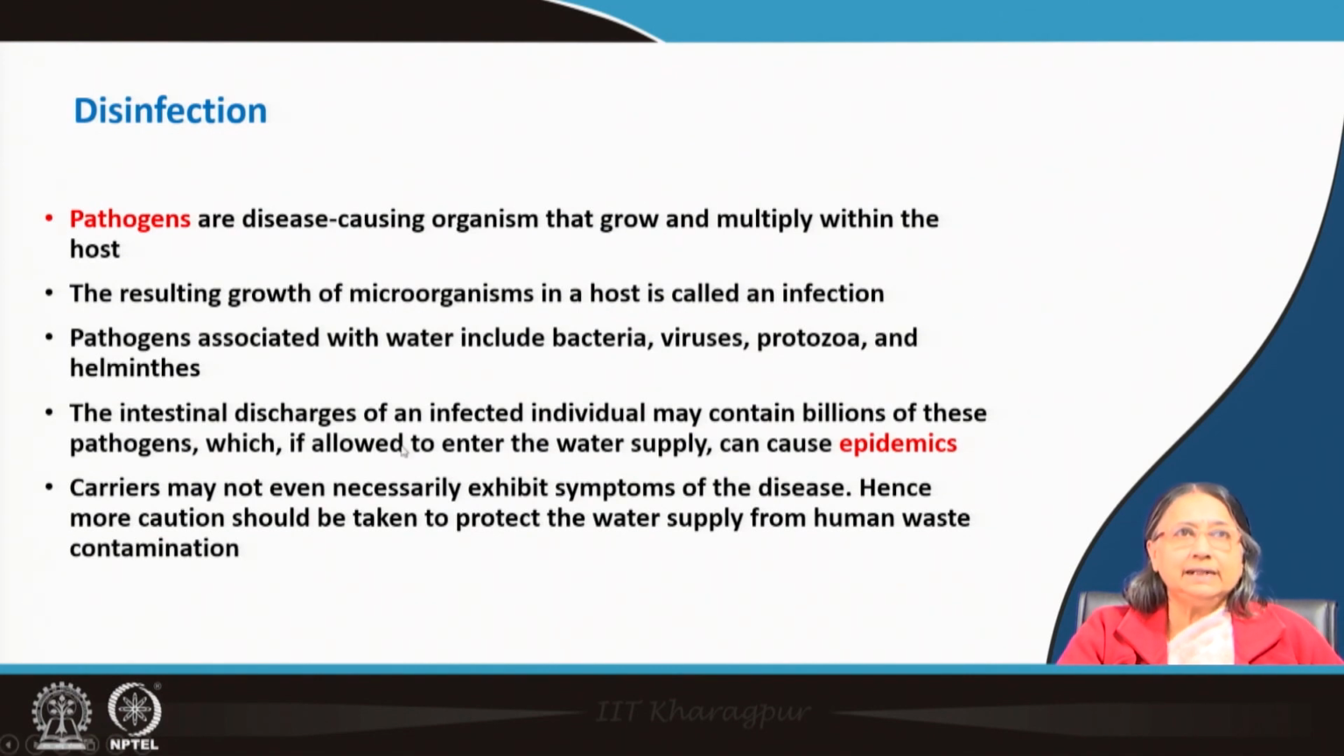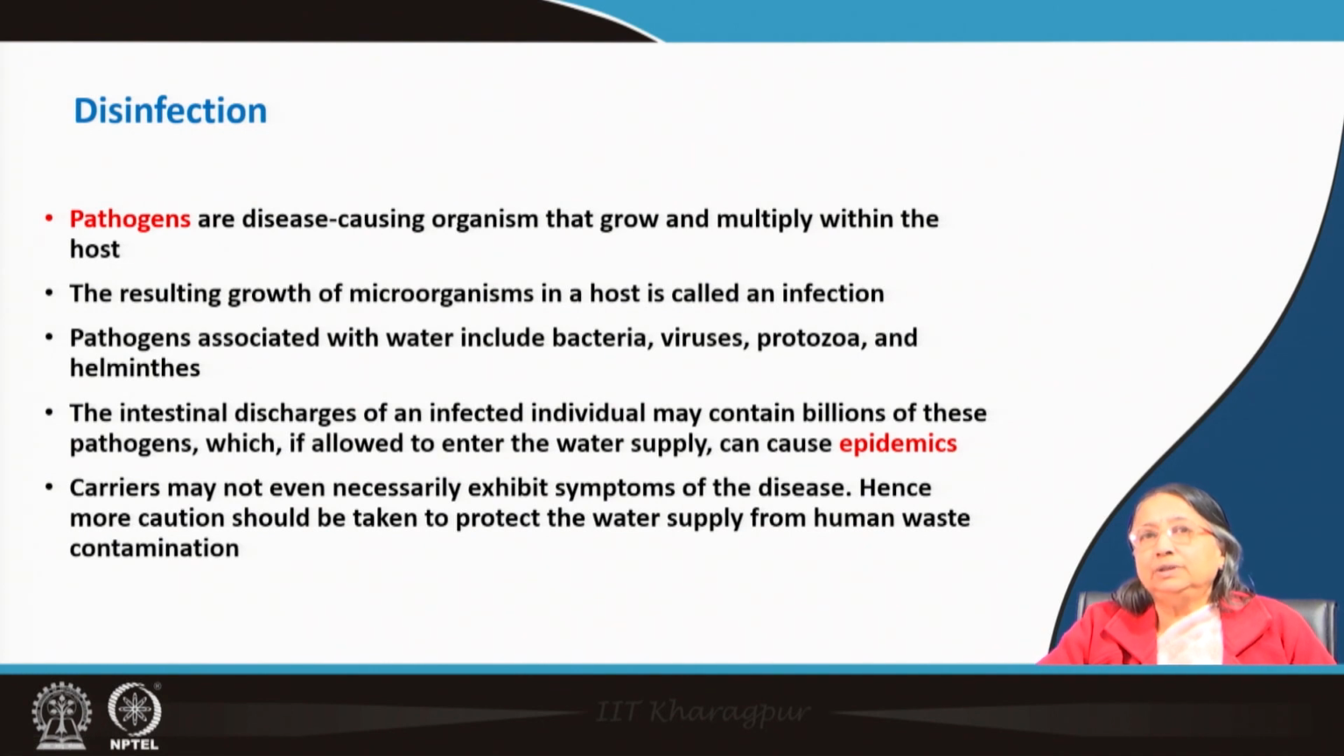The intestinal discharges of an infected individual may contain billions of these pathogens, which, if allowed to enter the water supply, can cause epidemics. We know epidemics, pandemics, and endemic also; these are the three types. Now, carriers may not even necessarily exhibit symptoms. Asymptomatic means there is no symptom. They may not exhibit symptoms of the disease, hence more caution should be taken to protect the water.